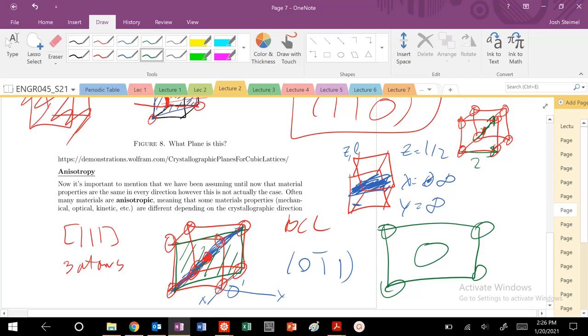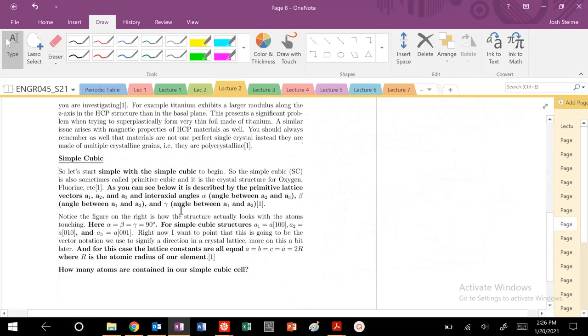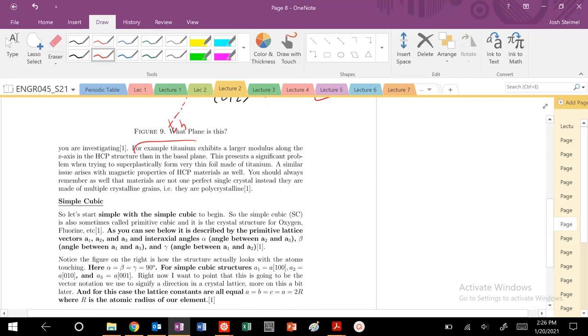Those are going to lead to different properties. And when you have properties that vary or change depending on direction or planes, these materials are anisotropic. So material properties will change depending on the different crystallographic directions. One of the best examples that I can give is titanium. So titanium can exhibit either a BCC or an HCP structure.